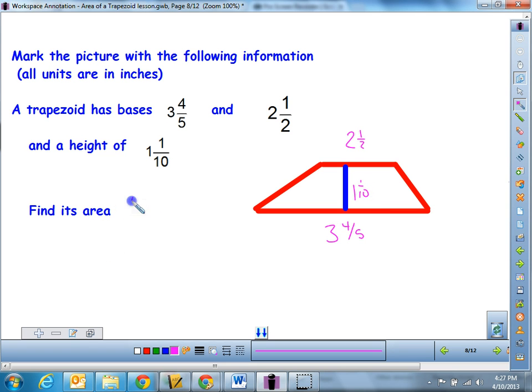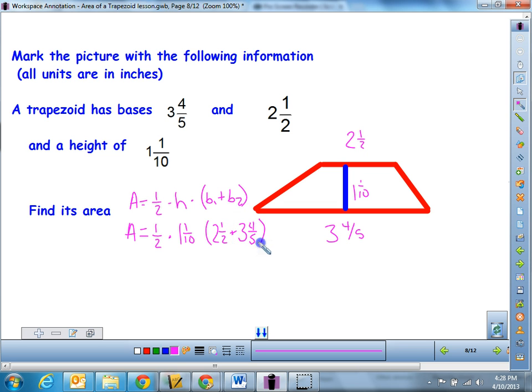So now when we find its area, we have area is equal to 1/2 times the height times B1 plus B2. So when we fill this in, I know these have some fractions and can get quite ugly. That's why we spent so much time on fractions, but you are also able to use your calculator now, so I don't feel too sorry for you. 1/2 times, what's our height? We have 1 1/10 that we fill in here. And then base 1, so that would be 2 1/2 plus 3 4/5.